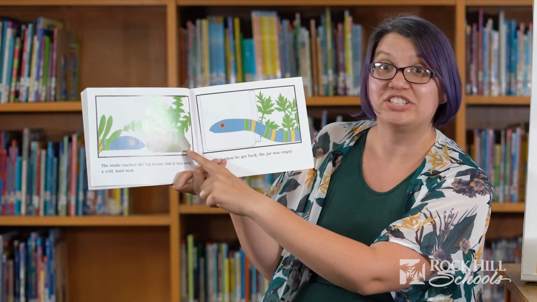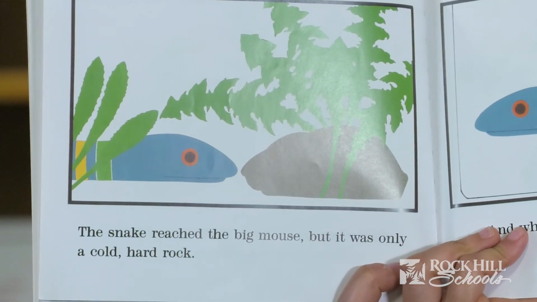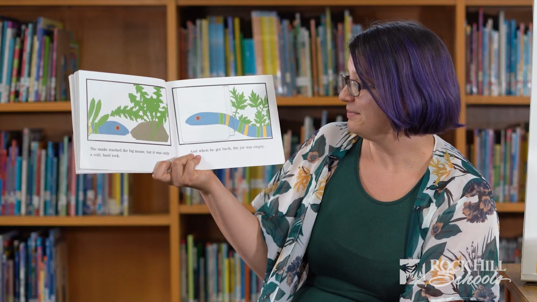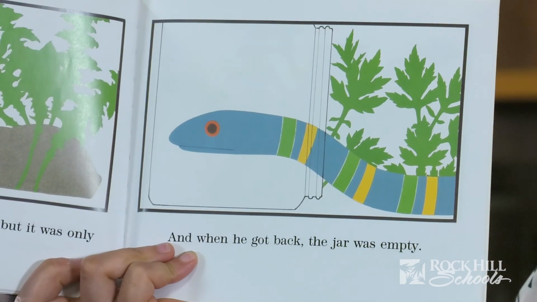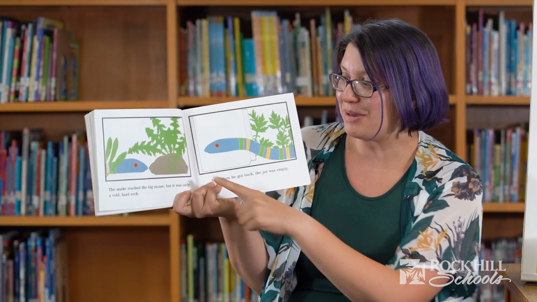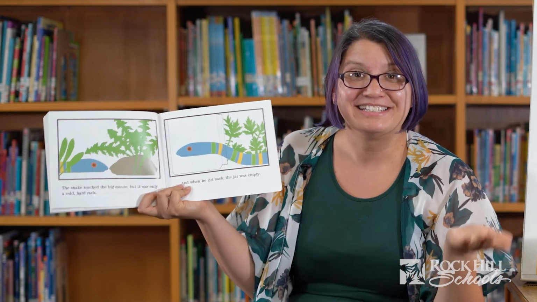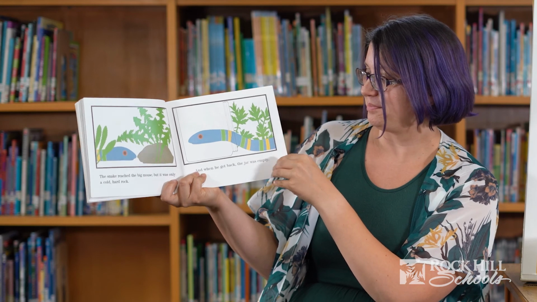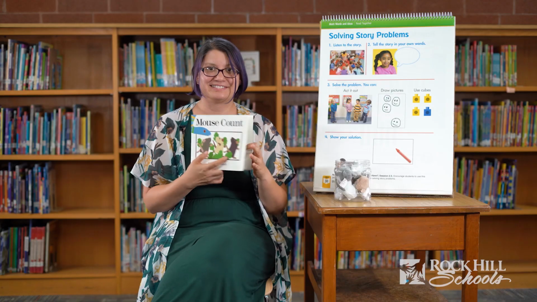The snake reached that big mouse, but it was only a cold, hard rock. And when he got back, the jar was empty. What did those mice do? They tricked him. They made him think that that was a mouse, but it was just a what? A rock. And that's the end of Mouse Count.